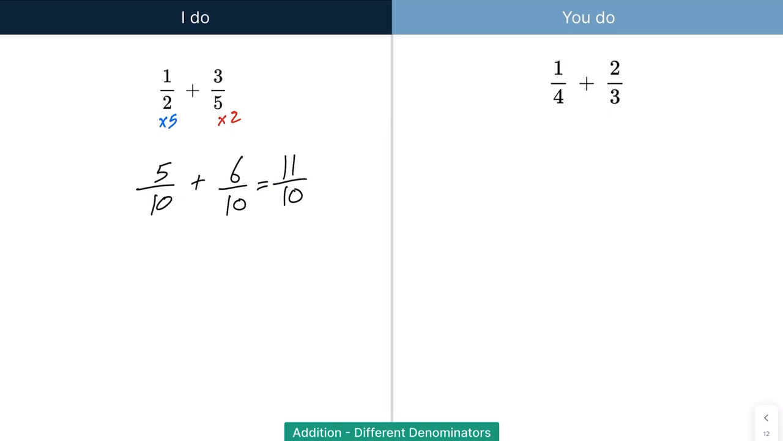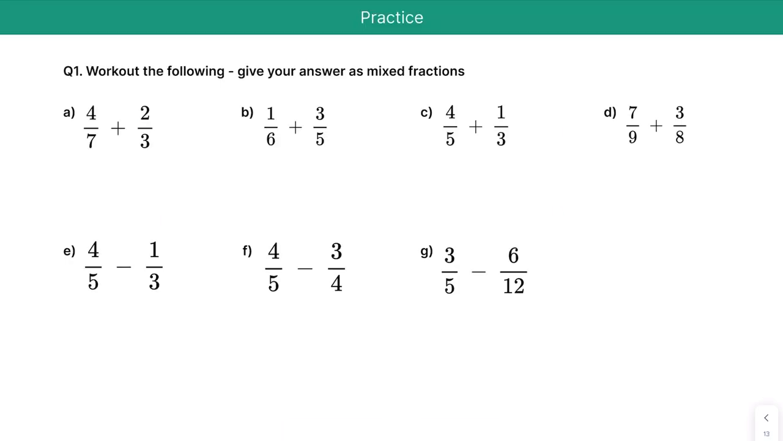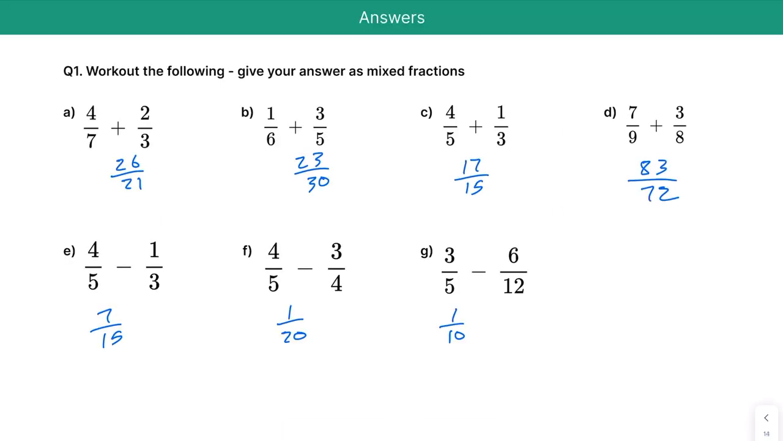So again, hopefully you've pressed pause and had a go at the example on the right. So I'm going to multiply this fraction by 3, and I'm going to multiply this fraction by 4. And then that gives me 3 over 12 plus 8 over 12, which becomes 11 over 12. Now that can't be simplified, so that's a final answer. Here's some practice questions. Press pause and have a go. Here are the answers. Mark your work.